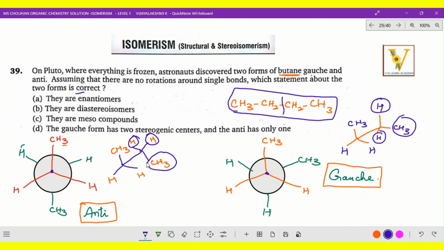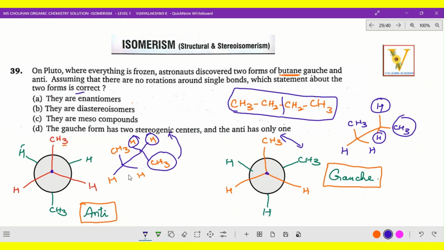When you rotate this CH3, what happened? This CH3 goes over here, right? So that means hydrogen will be coming here. So there are two hydrogens. Now one hydrogen comes down, that CH3, another one on top. So that means CH3, CH3 are next to each other, and both are coming. This is gauche. So that means this is anti and this is gauche.